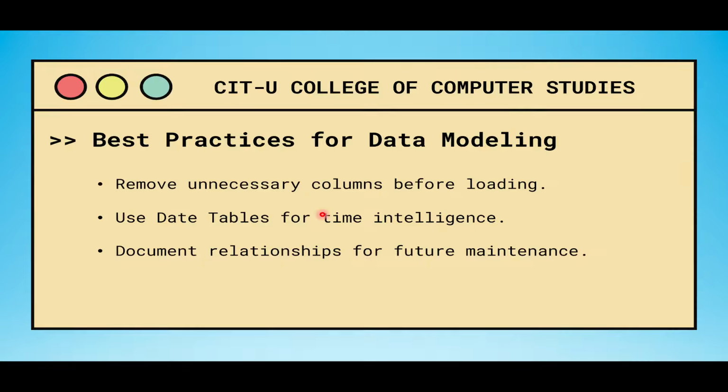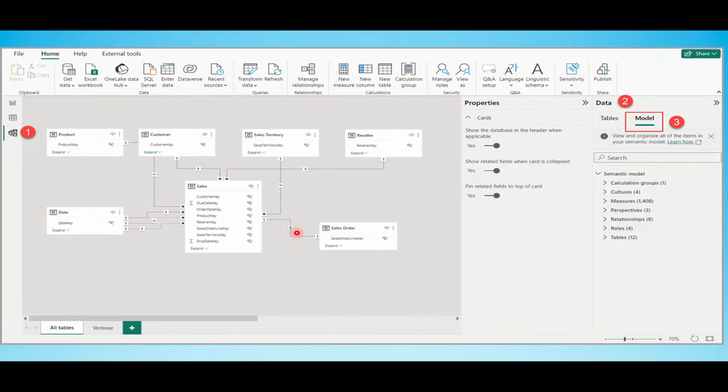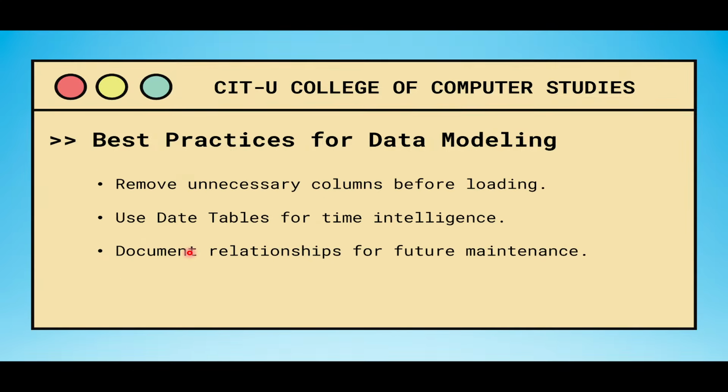Okay, so use date tables for time intelligence. So we will have this one later on. Date tables. So take note, there is a specific table type. So you can actually change the type also. For example, here we have the date here. Power BI provides special tables so that it's much easier to process your data. So you can use date tables for time intelligence, so basically for tracking using time. Document relationships for future maintenance.